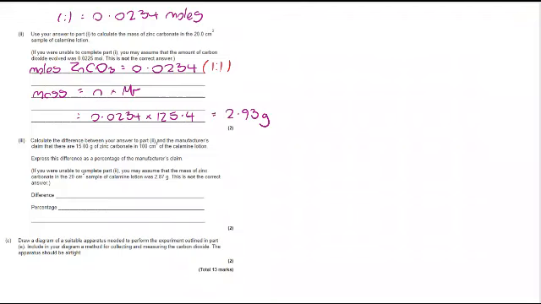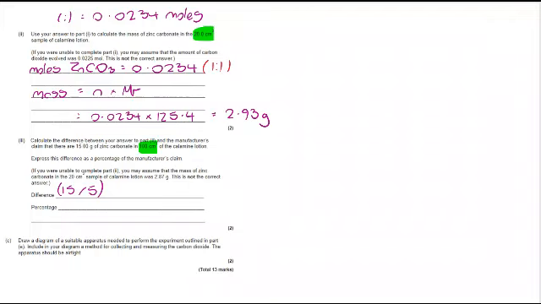Part 3. Calculate the difference between your answer to part 2 and the manufacturer's claim that there are 15 grams of zinc carbonate in 100 cm cubed. Express this difference as a percentage of the manufacturer's claim. So let's take a look first of all at the difference. I didn't start with 15 grams, I started with 3. So we do 15 over 5. Because we've got a 1-to-5 ratio. It's 15 in 100 cm cubed. We only had 20 centimetre cubed.